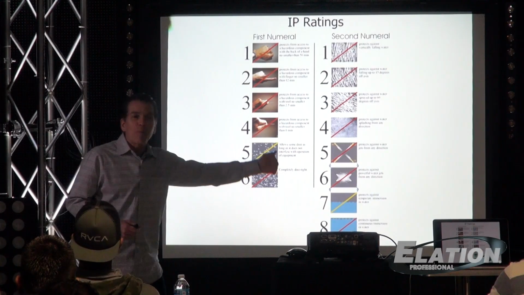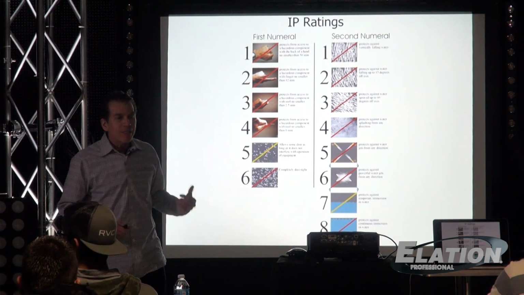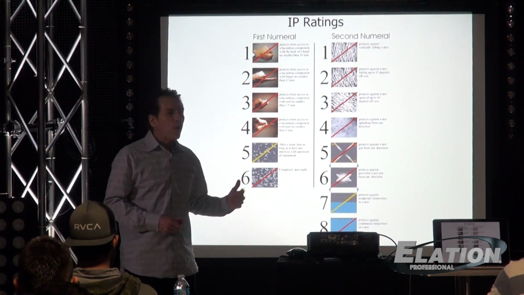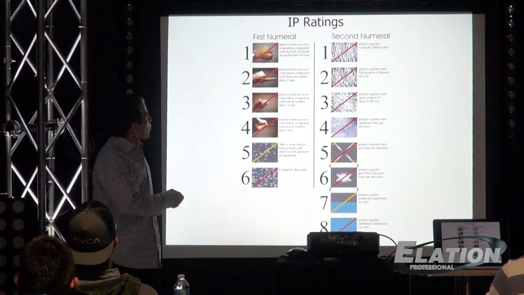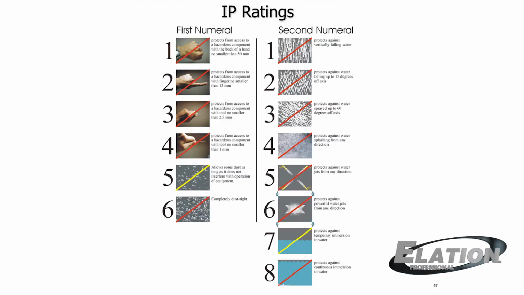And then the second number that tells you how well it protects against the ingress of water or moisture can go from 0 up to a number 8. And a number 1 means that it protects against vertically falling water. Number 2 protects against water falling up to 15 degrees off axis. Number 3 protects against sprayed water up to 60 degrees off axis. Number 4 protects against water splashing from any direction.